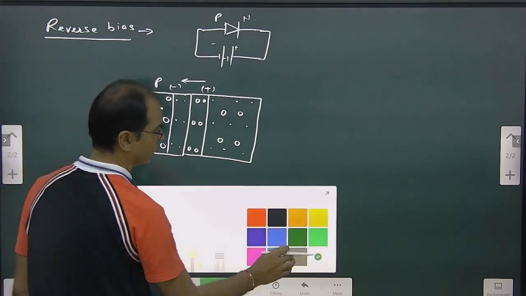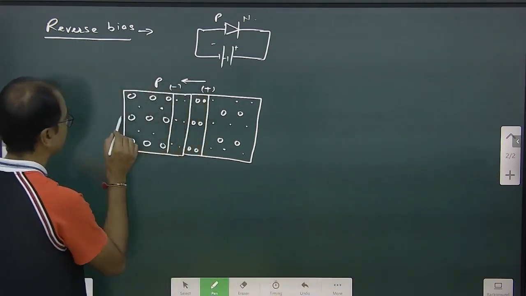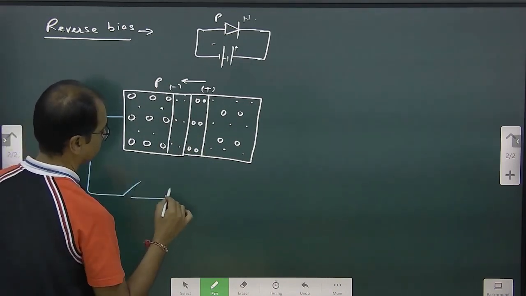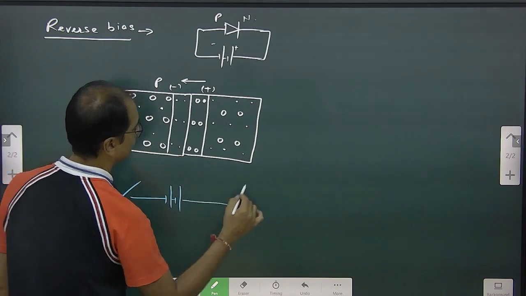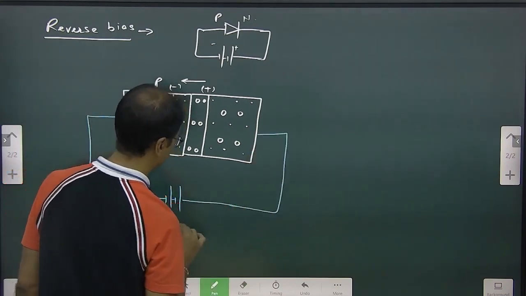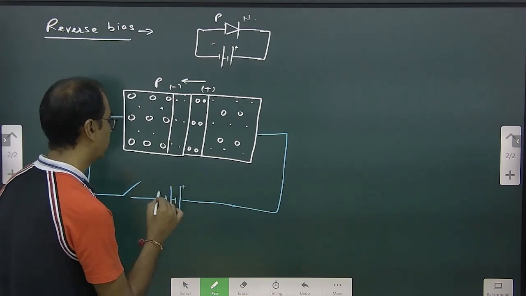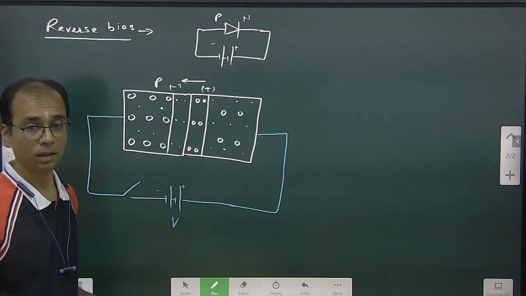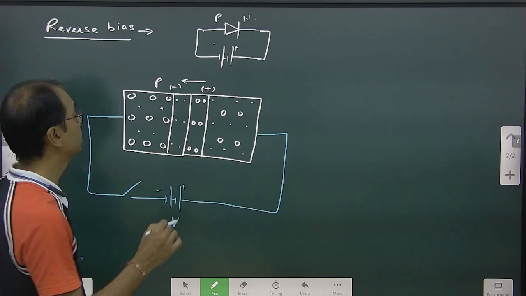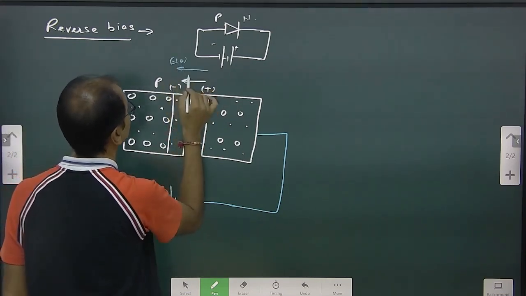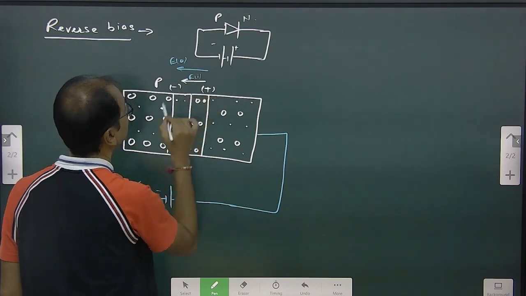Okay, let's connect it with the battery. Here is a switch. We connected it like this. Okay, so this is positive, this is negative. Now, how is its electric field? The outside electric field is like this, that means in this way. So the outside electric field and this inside electric field are both in the same direction.